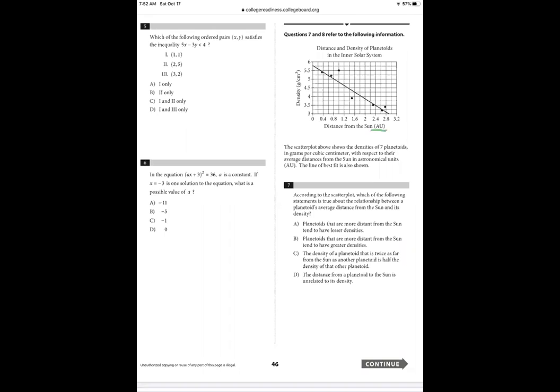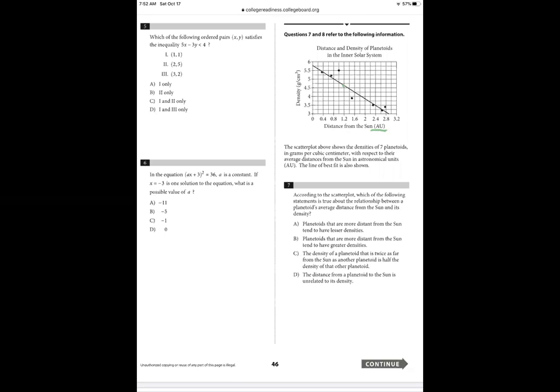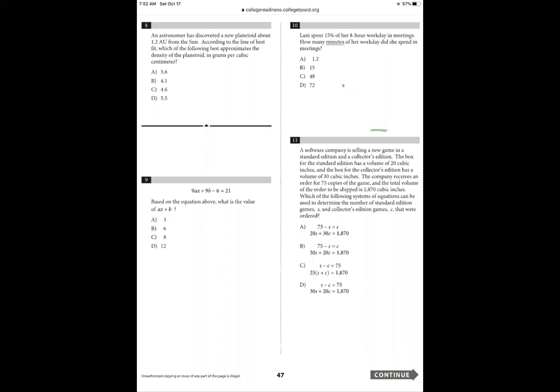If I go to 1.2, we can see it lines up here. So the density, in grams per cubic centimeter, looks to be between 4.5 and 4.75. So if I go back to the answer choices, between 4.5 and 4.75 would be answer choice C.